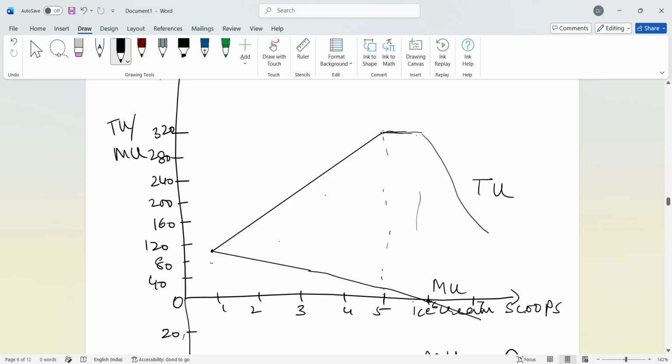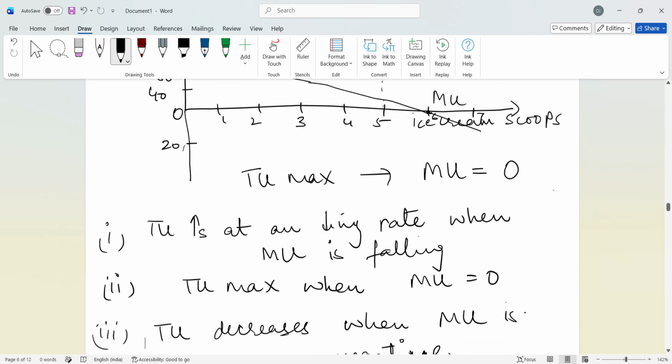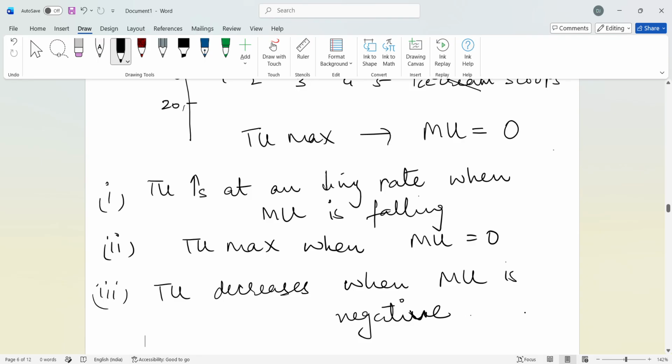Graphically, that's how you have to show, and you have to understand this. And in terms of words, that's what you have to understand. So it's increasing at a decreasing rate, which basically means MU is falling. When it's maximum, then MU has to be 0. And when it decreases, then MU is negative.